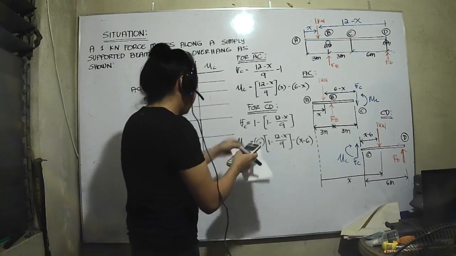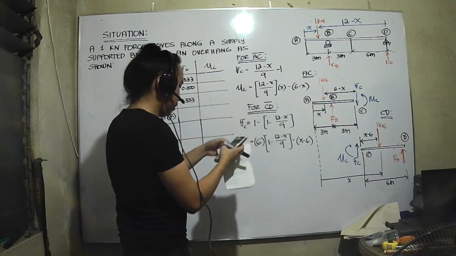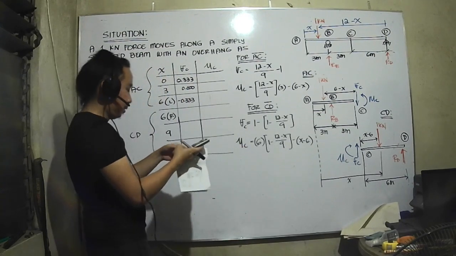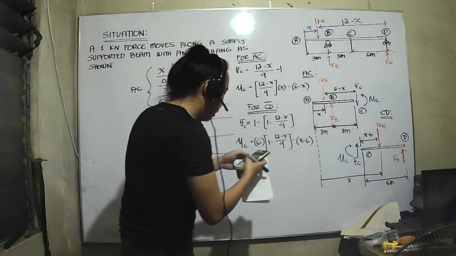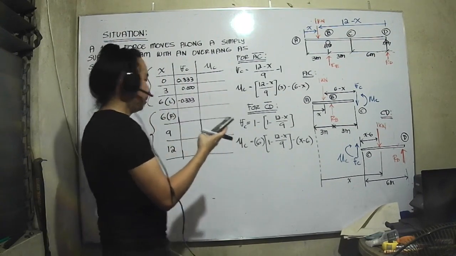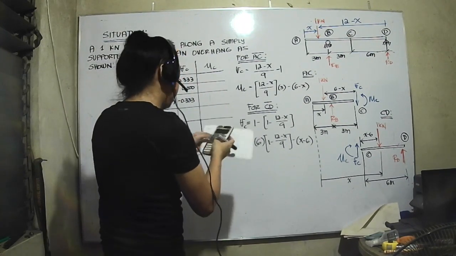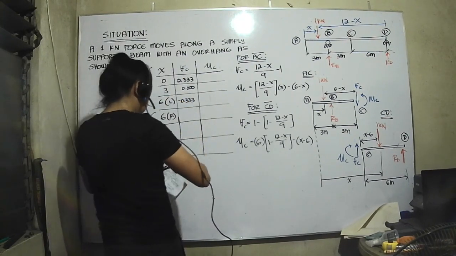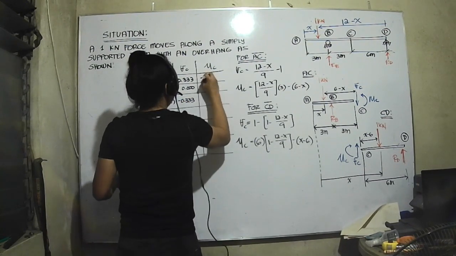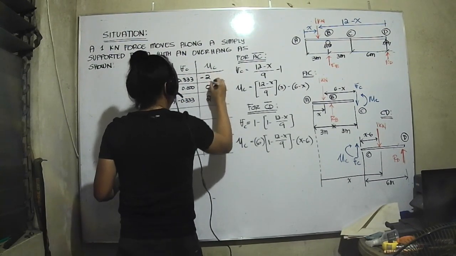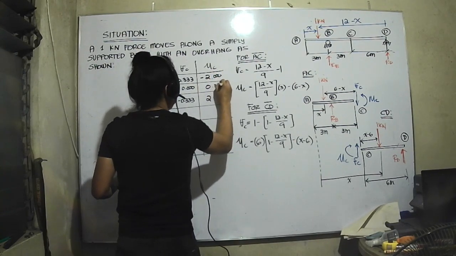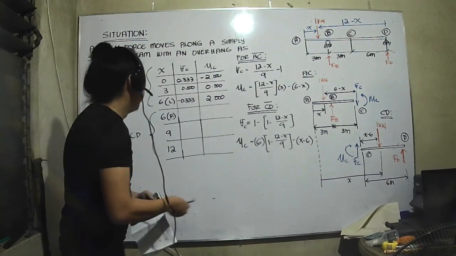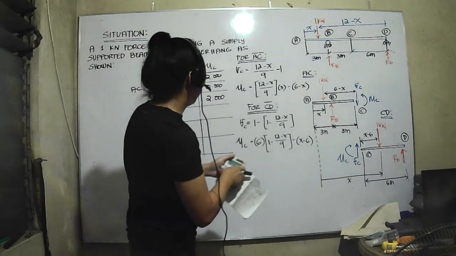MC, ba? MC is equal to unsa? 12 minus x over 9 times 3 minus 6 minus x, ba? Start na to, same gyapon siya, and 6 step 3. So that should equal to unsa? Negative 2, 0 and then 2. Okay? So far ka na siya for AC.